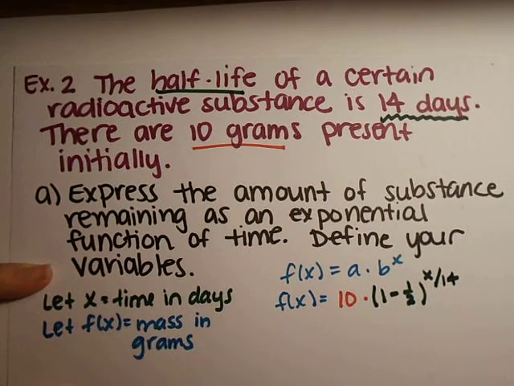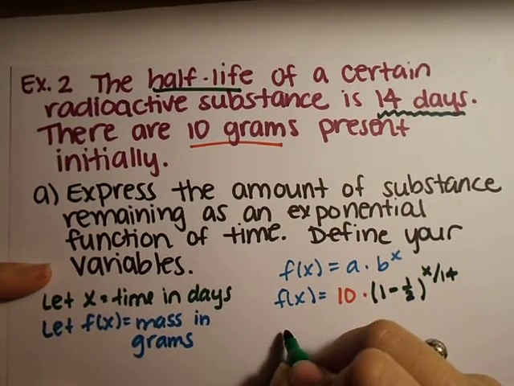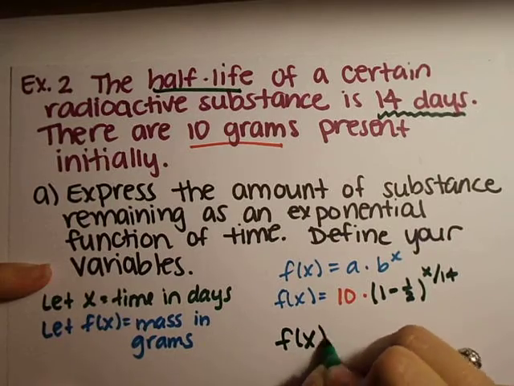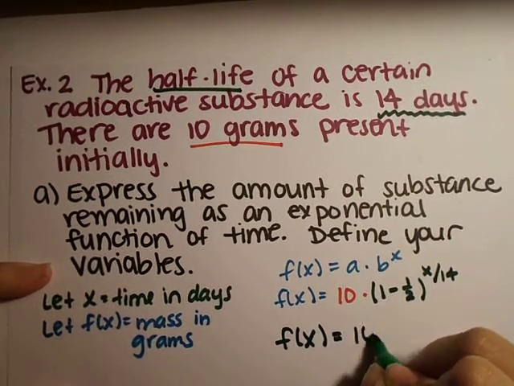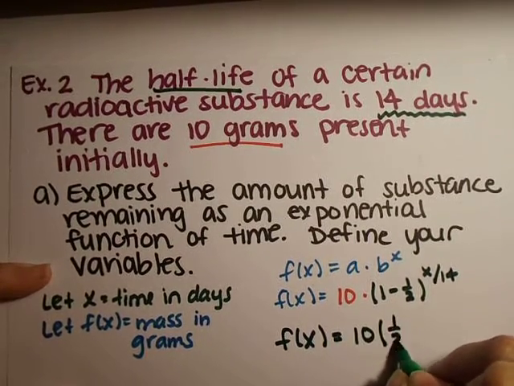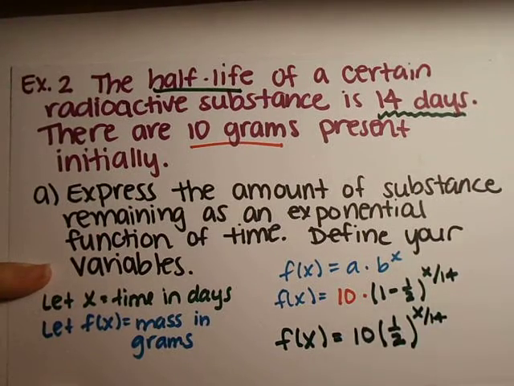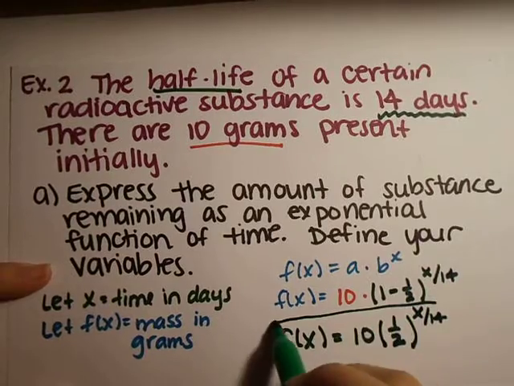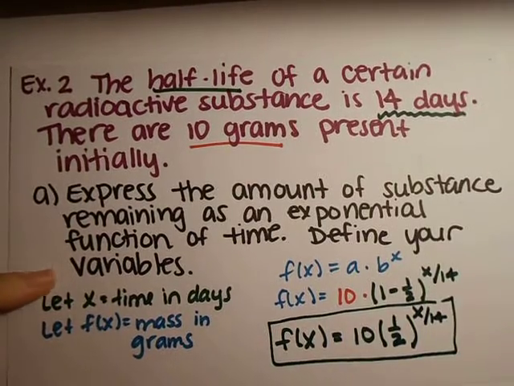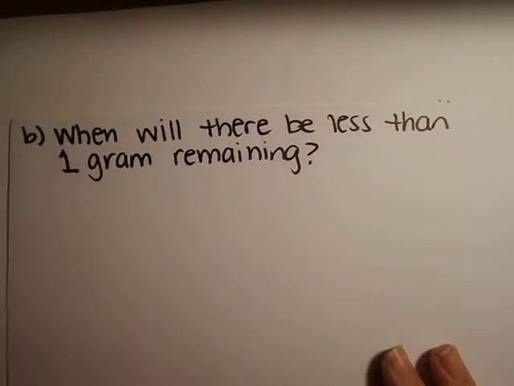So you have to divide by 14. So your final equation is going to be f of x equals 10 times 1/2 raised to the x over 14. There's your equation for half-life. Now we're going to use this equation to determine when there will be less than 1 gram remaining.